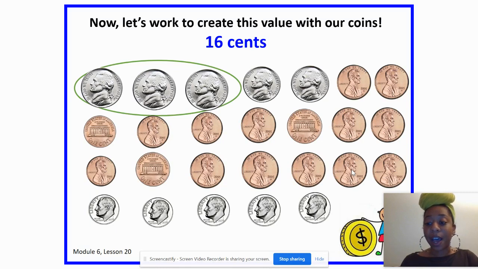Let's start with our fives. Count by fives. 5, 10, 15. How many more do I need to show 16 cents? You're right, just one more. Plus one more is 16. So 3 nickels and 1 penny shows me 16 cents. I think there's some more ways we can show 16 cents. Let's see.